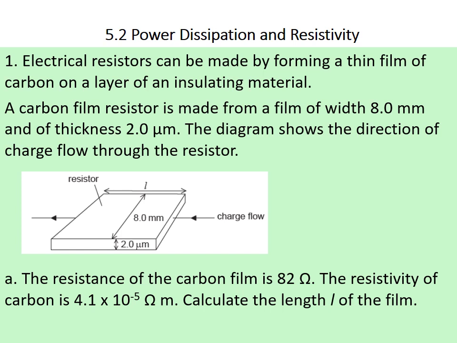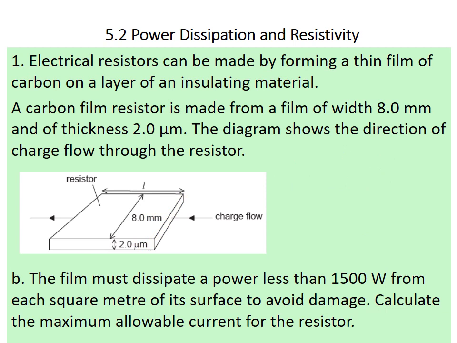So to do this, we're going to have to use the equation from topic 5.2. Resistivity equals R times the cross-sectional area over L. So you're given the resistance, you know the resistivity, and you're looking for length, so you need to figure out what the cross-sectional area is. And because charge is flowing through here, you need to calculate this area. So it's 2 micrometers by 8 millimeters. Be sure to convert, multiply to get your area, and then you will solve for length.